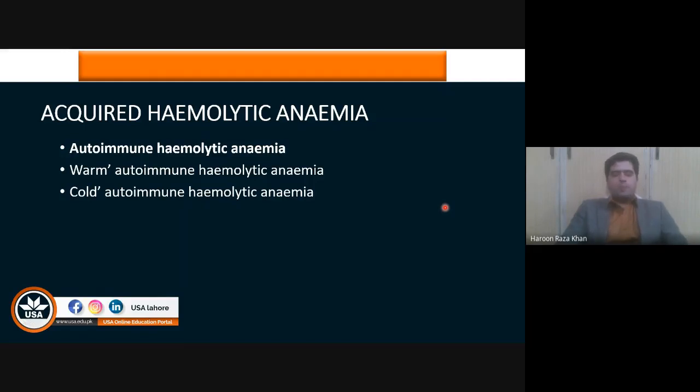How to manage this patient if these warm antibodies have been returned? The management is through high dose steroids, and the steroid given is methylprednisolone, which is a common steroid given in these patients. About 1 milligram per kilogram daily is usually given.